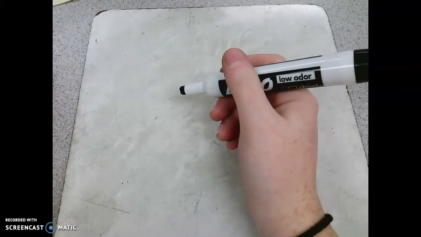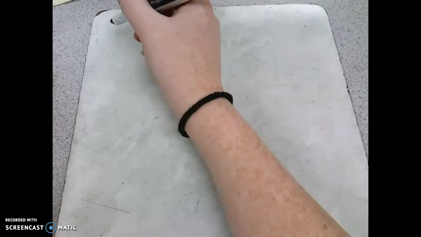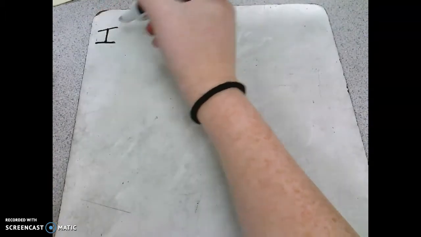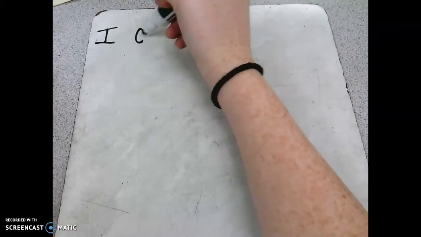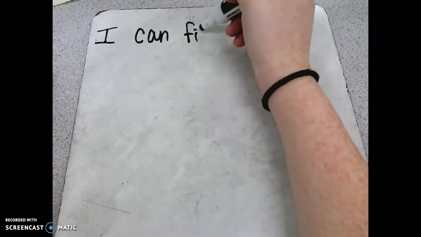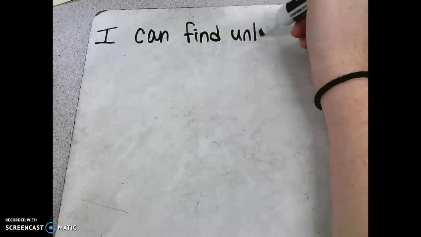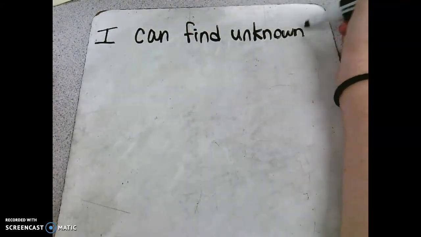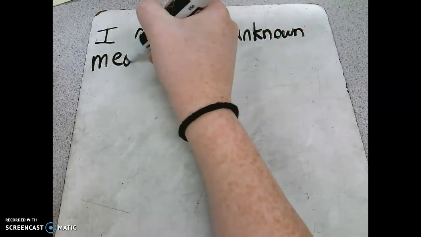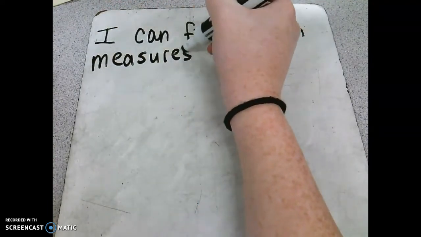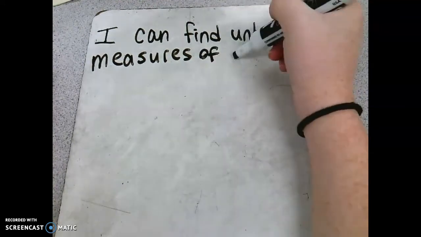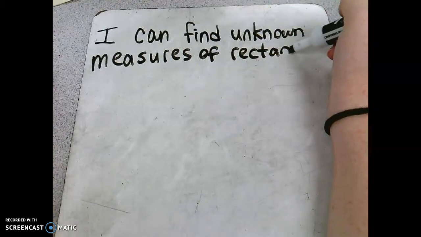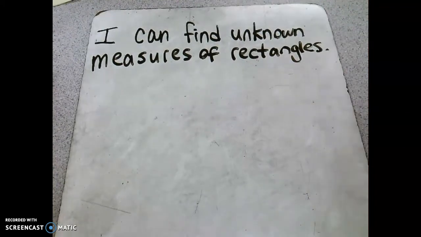Today we're going to learn how to find unknown measures of a rectangle. So our I can statement, what you should be able to do by the end of this lesson, is I can find unknown measures of rectangles. Okay. That is our I can statement for today. That's our goal by the end of this lesson. That's what I hope you have learned how to do.